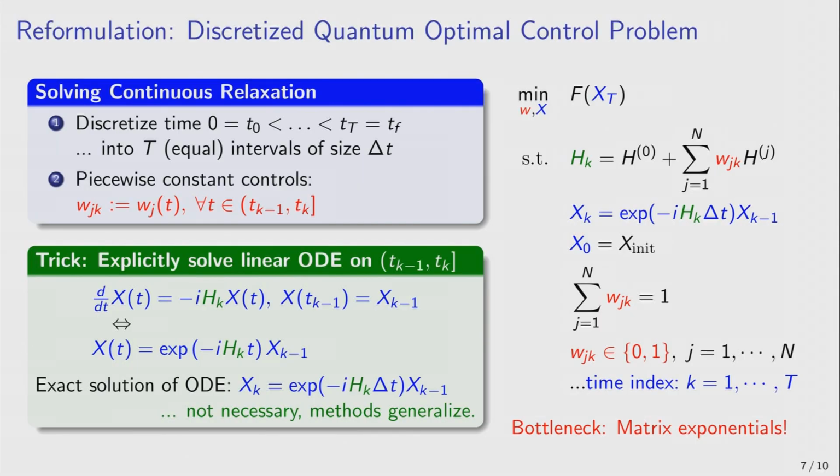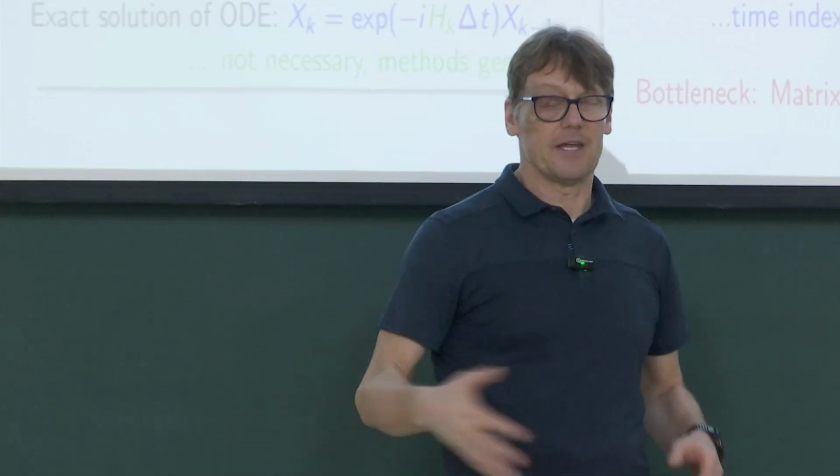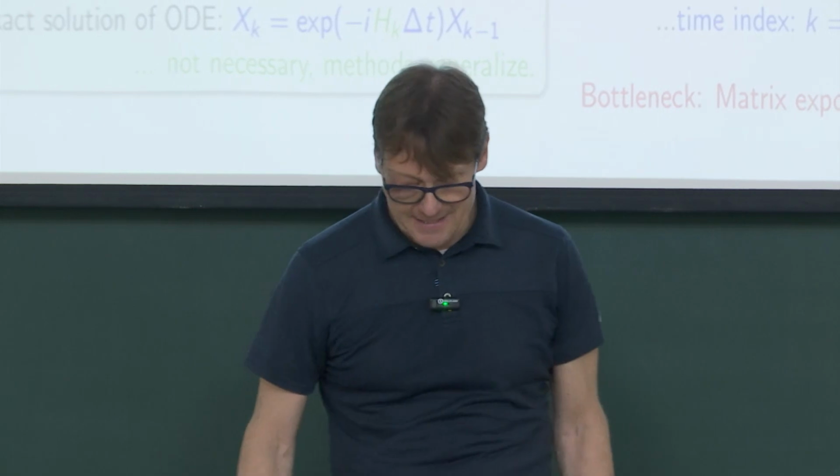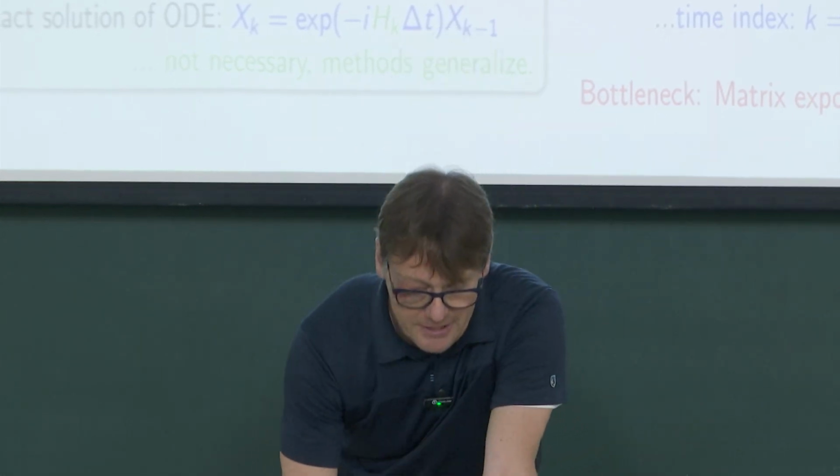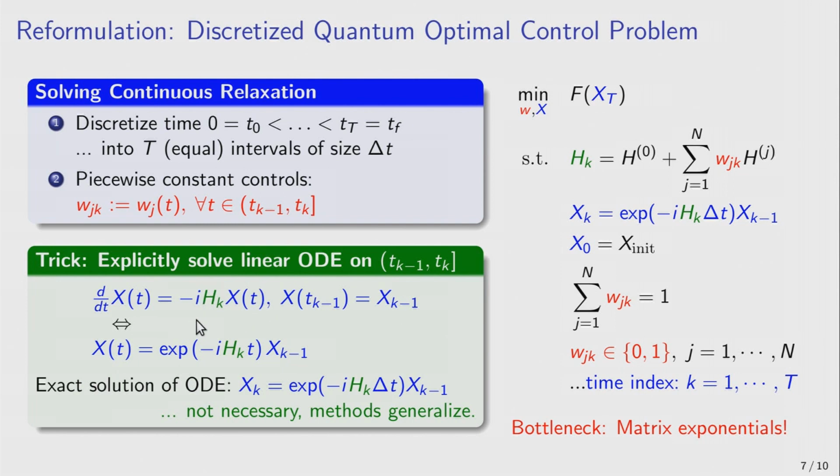There's one quick trick, which, if you know ordinary differential equations, you know. You can explicitly solve the ordinary differential equation on the time horizon from t k minus 1 to t k, simply by doing this exponentiation. This is a system of linear ordinary differential equations, and the solution is simply the exponential of the right-hand side. You can check this: if H were just a single variable, then when you differentiate this function, you get in fact minus I H x t. That's a quick double check that it's correct.